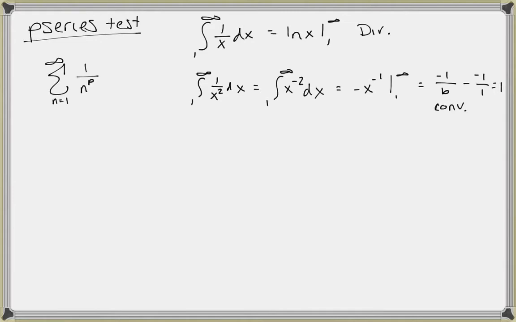And we said that this is going to be the case anytime that power is bigger than 1. So if p is greater than 1, we will have convergence. If p is less than or equal to 1, we will have divergence. If p equals 1, it's actually a special name. It's called our harmonic series.